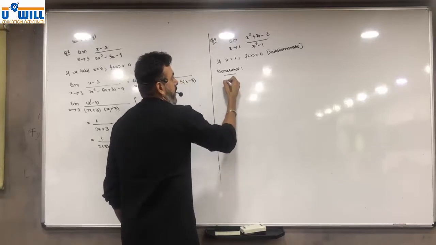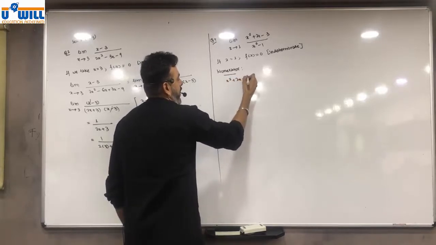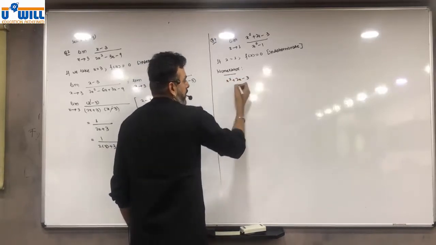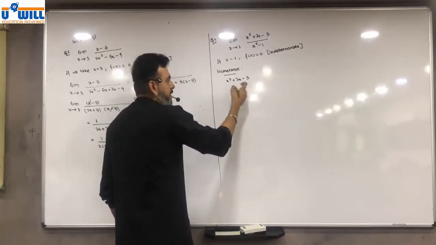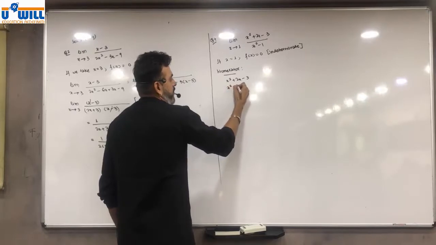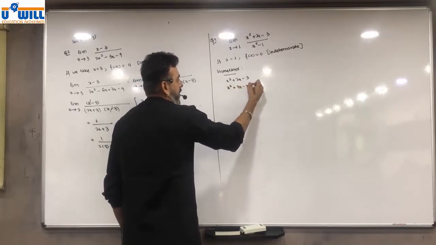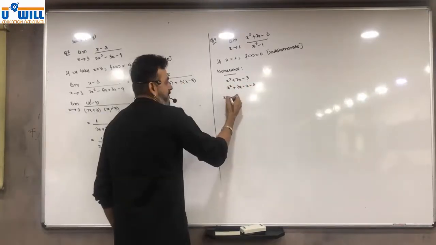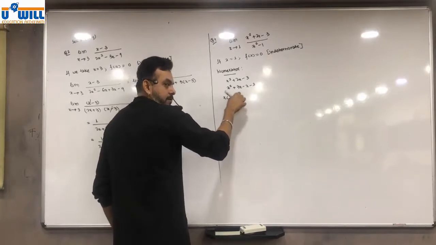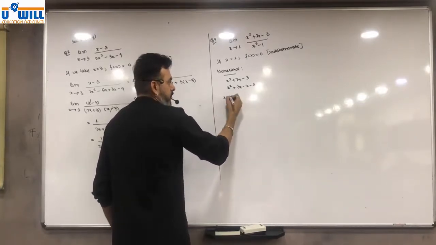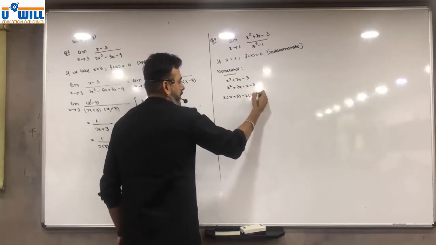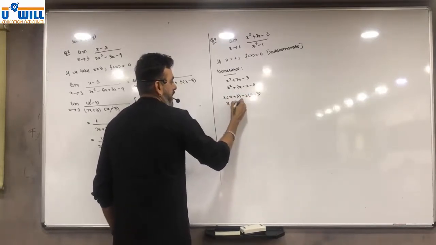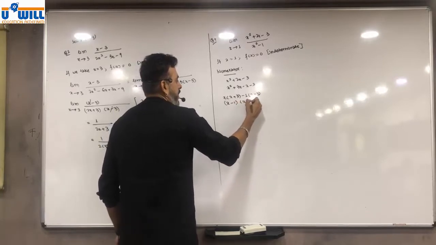Numerator: x square plus 2x minus 3. How will we factorize this? 3 ones are 3, so x square plus 3x minus x minus 3. x common, x common. So x plus 3 minus 1, x plus 3, which is x minus 1 and x plus 3.